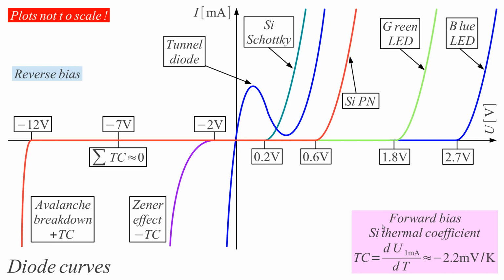Under the forward bias, silicon has a very well-known thermal coefficient of about -2.2 millivolts per degree Kelvin. We should consider this while designing our circuits, because this figure, especially with transistors, can lead to thermal runaway. So this is actually a dangerous effect. The voltage drop across the diode is decreasing as the temperature is increasing. The plot is of course not to scale here.